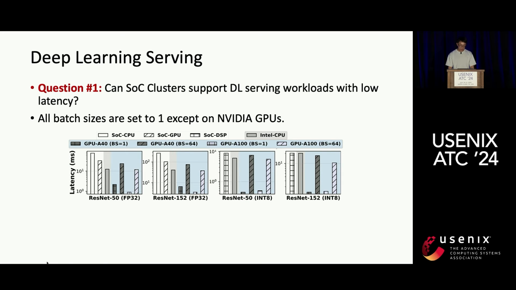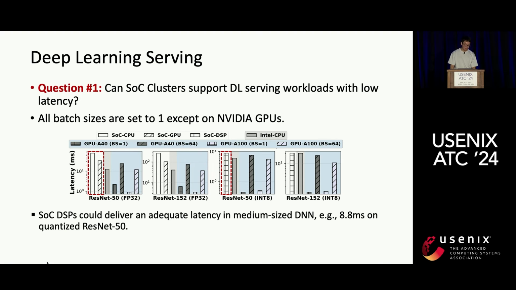The next question is deep learning serving, and we only show one question that people may be concerned about, and this is the inference latency. So the question is, can SoC clusters support deep learning serving workloads with low latency? Because the latency is a critical factor in delay-sensitive workloads. In our experiments, we set all batch sizes to 1 on different hardware, except on the NVIDIA GPUs, because they are so powerful.